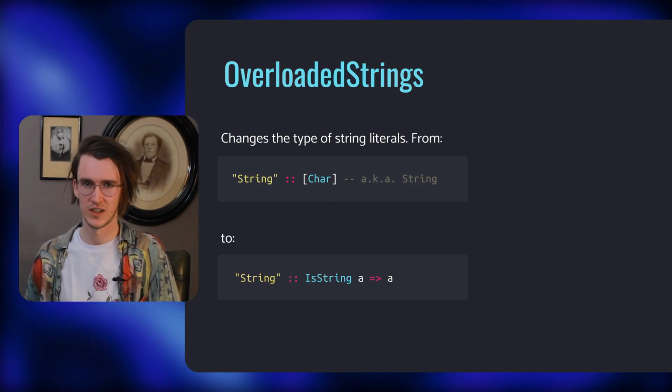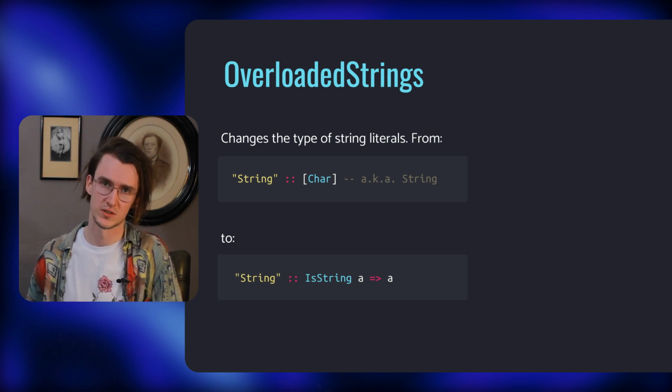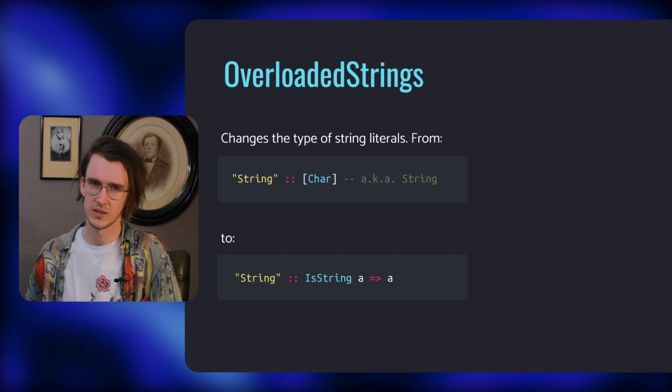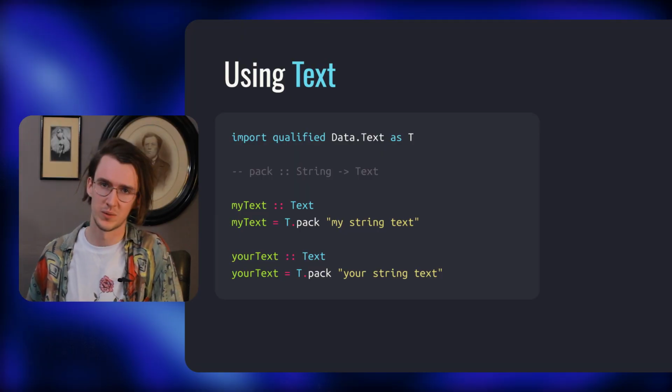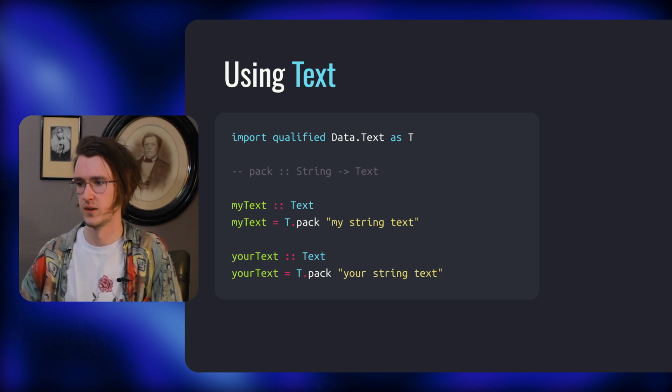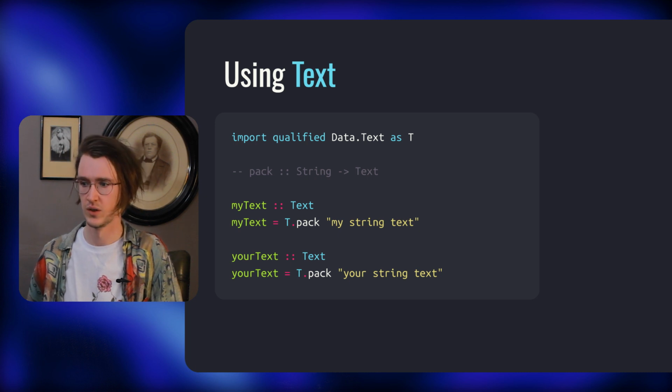The OverloadedStrings extension changes the type of string literals from a list of characters to a polymorphic type. String literals are now a call to the fromString function, which is part of the IsString type class. How is it better and what does it give us? For example, if you use Text, it's annoying to call pack on each call. Every time you want to create a Text from a string literal, you have to pack it by hand for my text or your text, for example.